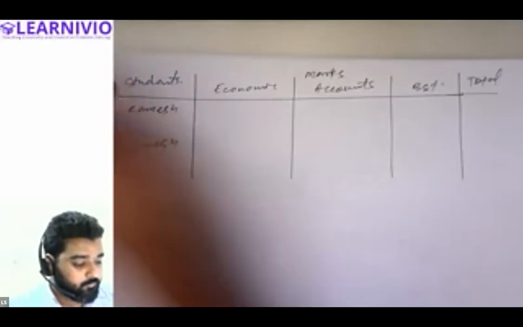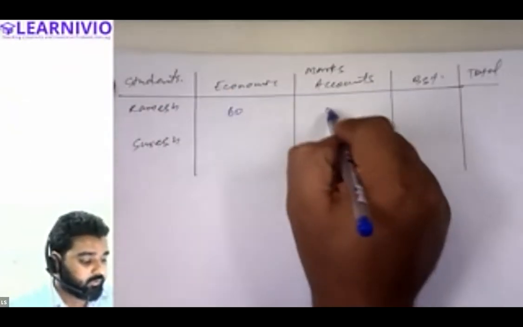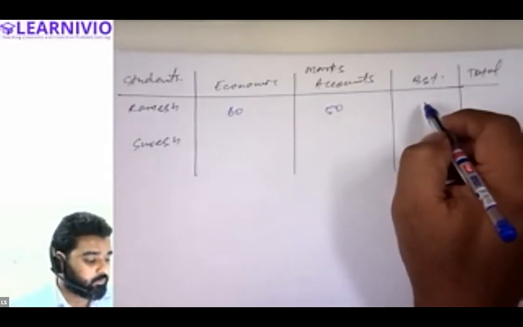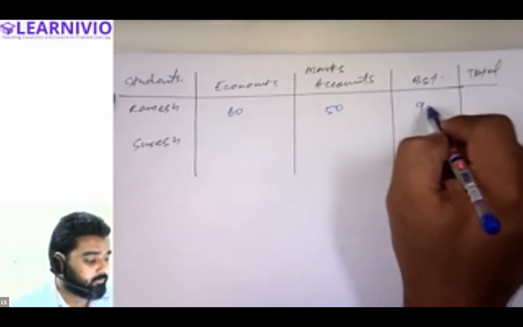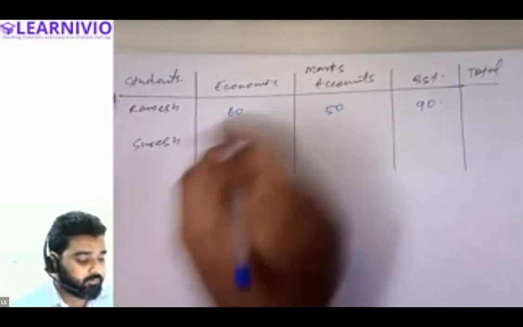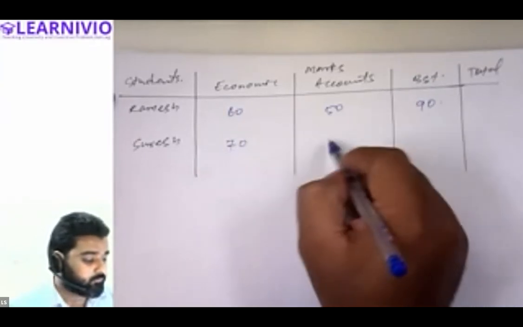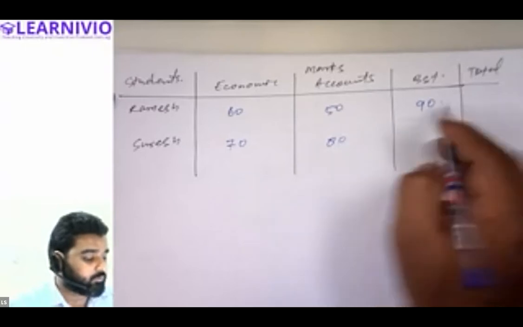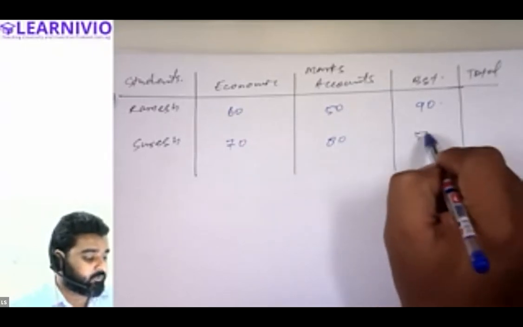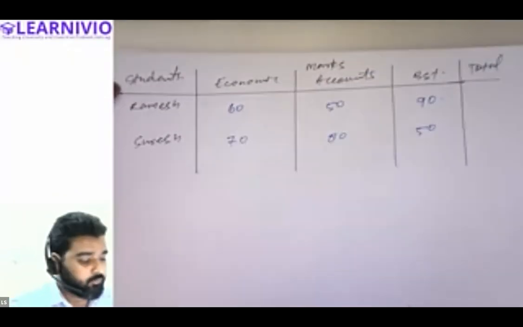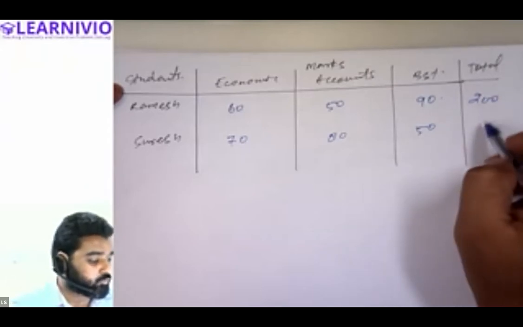So Ramesh has scored, let's say, 60 in economics, 50 in accounts, and 90 in BST. All right. Similarly, Suresh has scored 70 in economics, 80 in accounts, and 50 in BST. So total marks scored by Ramesh is how much? It is 200. And total marks scored by Suresh is also 200.